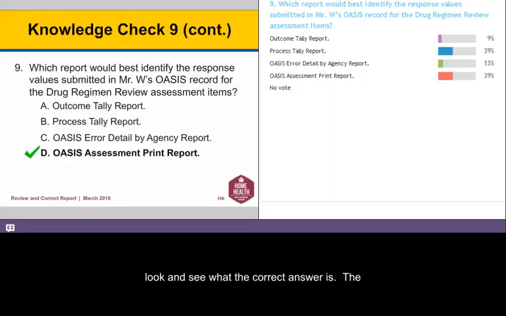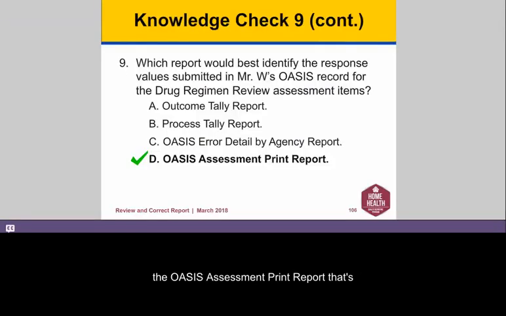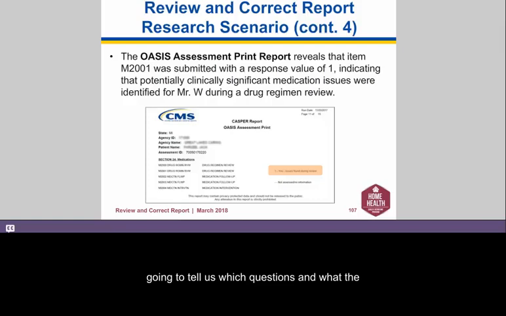The correct answer is the OASIS assessment print report. And look at that, we had almost an even split there. You did look at a process tally report first to identify who it was that might have had an error or incorrect data. It's the OASIS assessment print report that's going to tell us which questions and what the values were for each of those three questions.